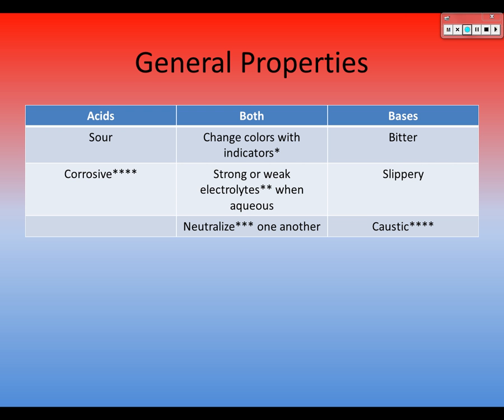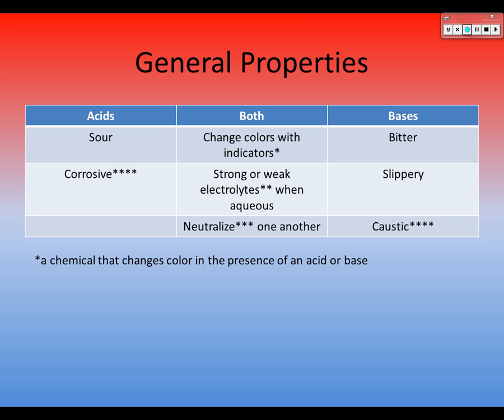So, a couple of general properties of acids and bases. First we'll look at what they both do, and then we'll look at how they're different. They both change colors with indicators. An indicator is a chemical that changes color in the presence of an acid or a base. One of the ways we can tell how acidic or how basic something is is by using an indicator.